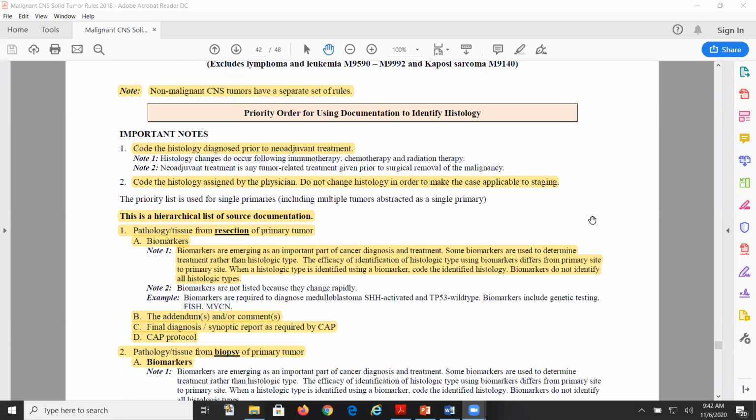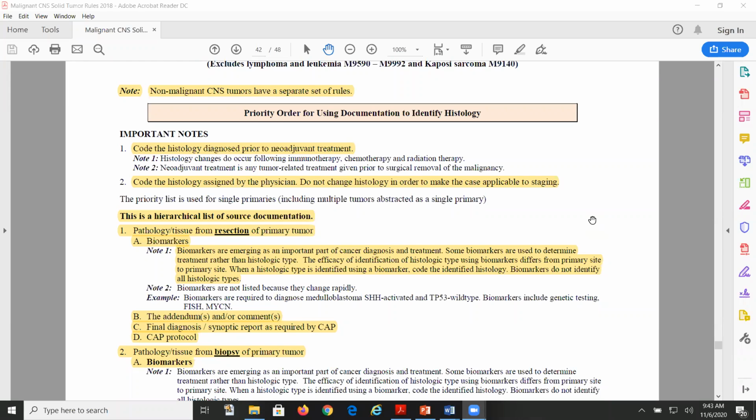Hierarchical list of source documentation. Pathology from resection of the primary tumor. Priority is given to biomarkers now for histology. Biomarkers are emerging as an important factor for determining histology, so that's why it's listed here above priority in addendum, final diagnosis, and CAT protocol.